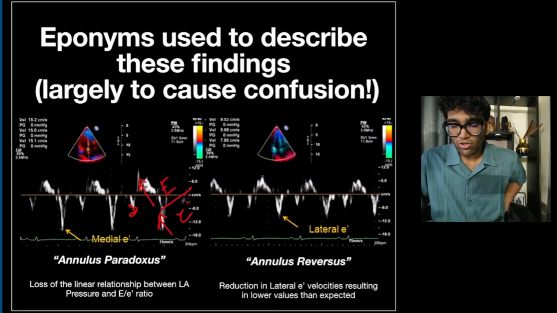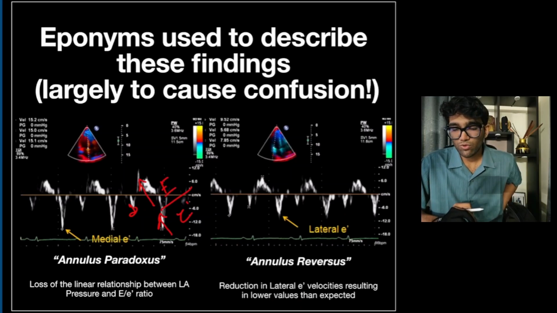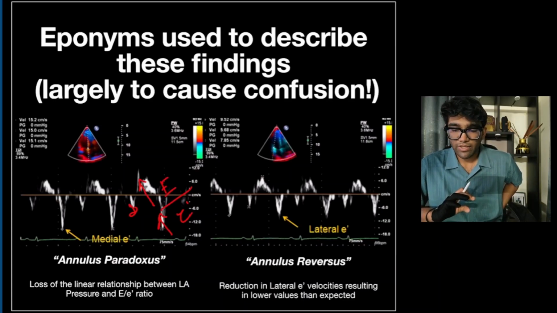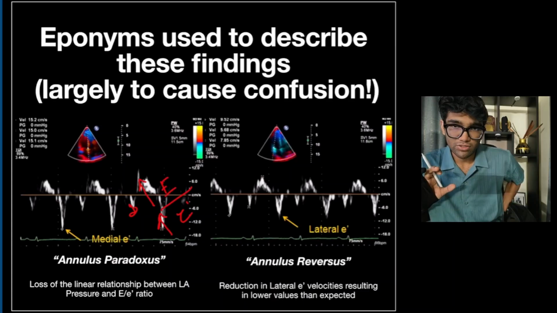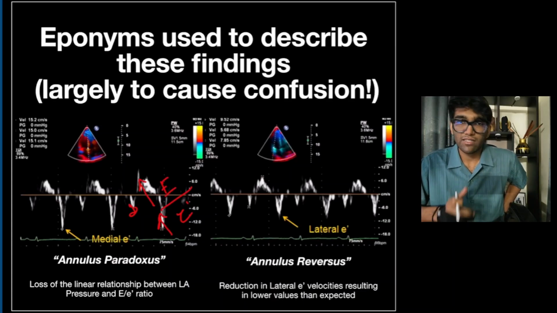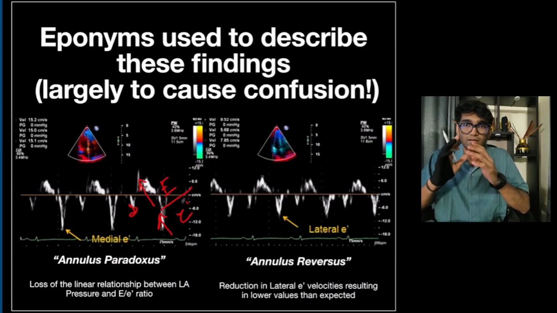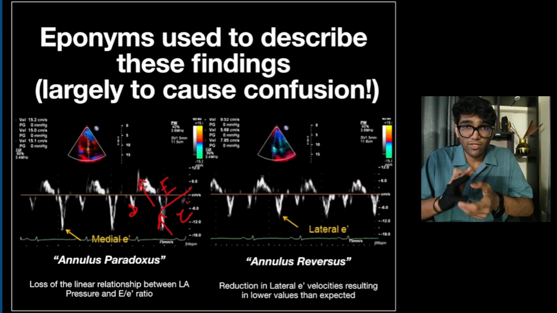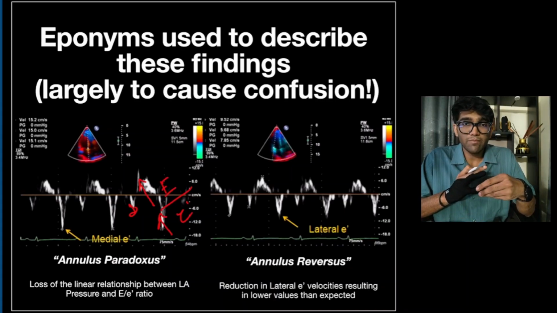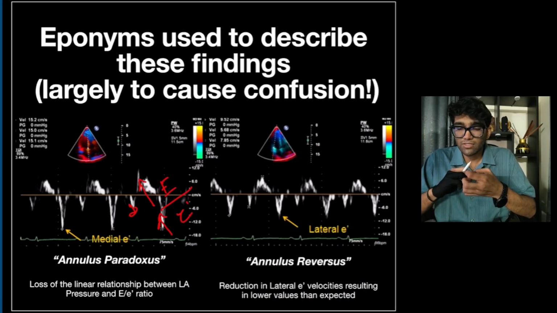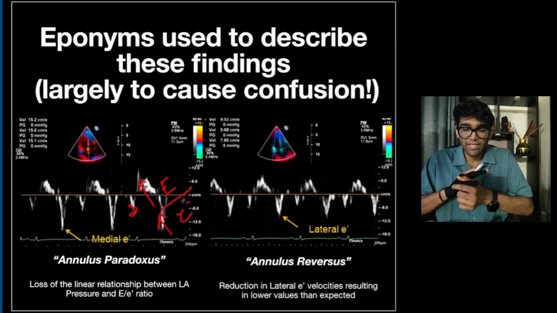Okay. Then we also have something called annulus reversus. Okay, so what is this? This is a reduction in the lateral E prime velocity resulting in values that are lower than expected. Again, typically, the lateral E prime velocity is much more than the medial E prime velocity. So here what we find is the reverse. Even in a normal diastolic dysfunction, you have lateral E prime velocities still being higher than medial E prime velocities. Here, however, the reverse has happened. So the lateral E prime velocity is predominantly affected.